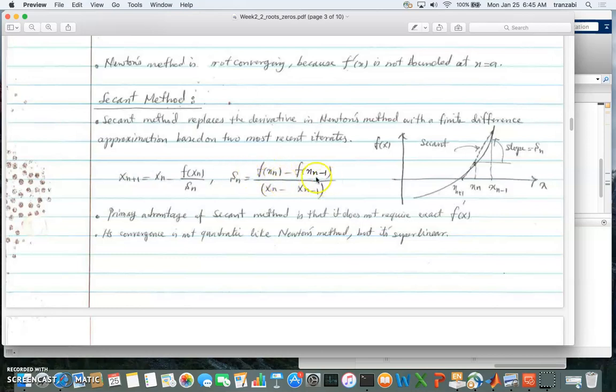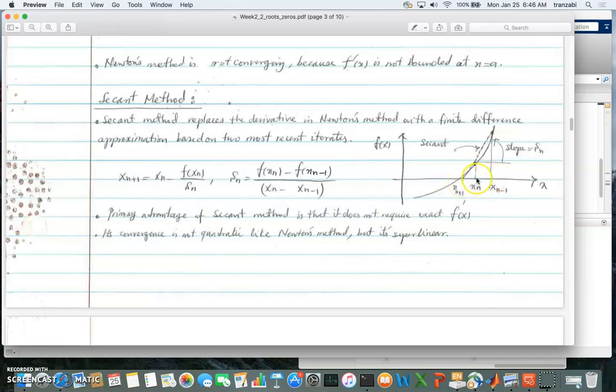Now I have the slope, S_n. Then I can divide the height at x_n by the slope, and I get the base, which is x_n minus x_(n+1). So this base is nothing but f of x_n divided by S_n. You subtract the base from the last guess value, which is x_n, and you get x_(n+1).